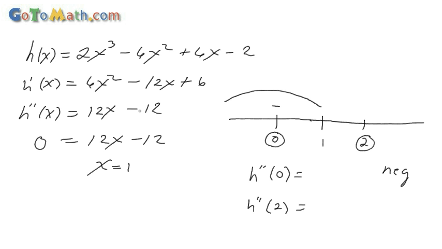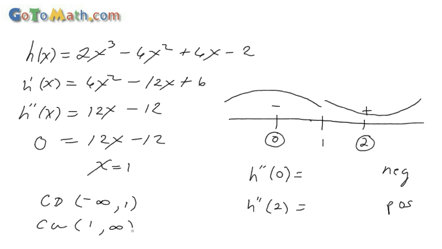Okay? And then we do h double prime of 2. Plugging 2 in, you get 24, and 24 minus 12 is a positive number, so we'll say positive, so we know that it's concave up. So let's just write this down. We have concave down from negative infinity to 1, and concave up from 1 to infinity.